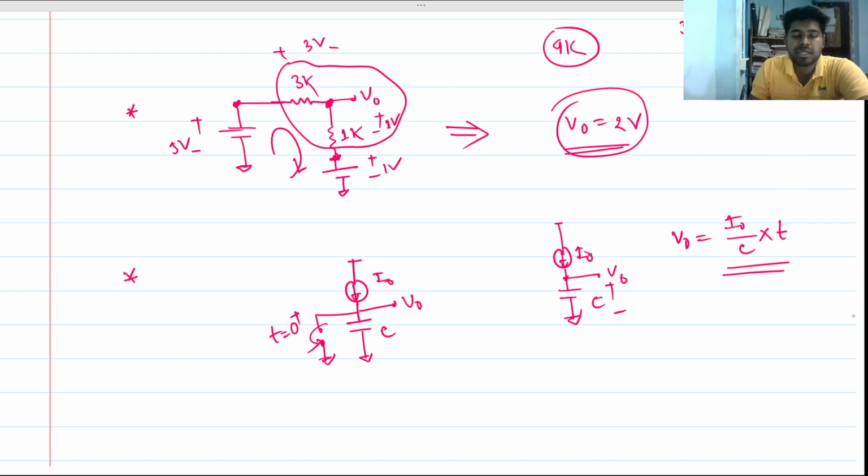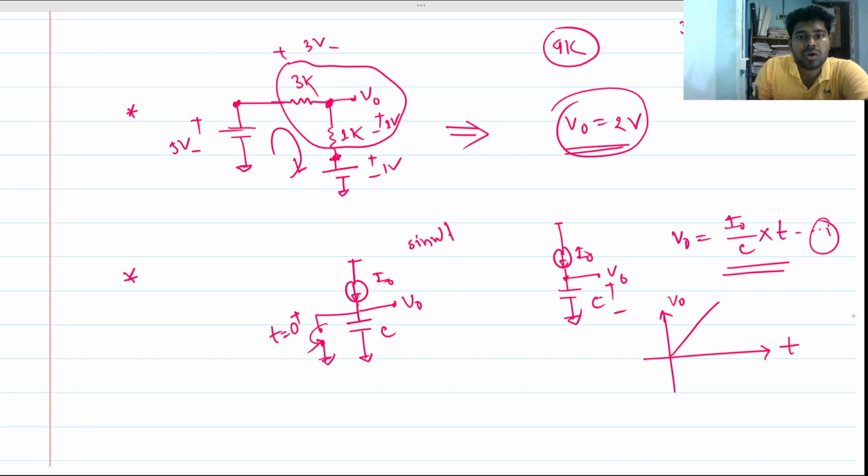Then sir asked me what will be the nature of this voltage waveform. I told that this will be a ramp. This will be the voltage waveform, V out versus T. You can see it from this equation as well. Then sir asked me again, if I naught is a sinusoidal signal like sine omega t, what will be the output nature. I told that since the capacitor integrates the current, the voltage output waveform will be cos directly. Then sir said okay, and he moved to the next question.